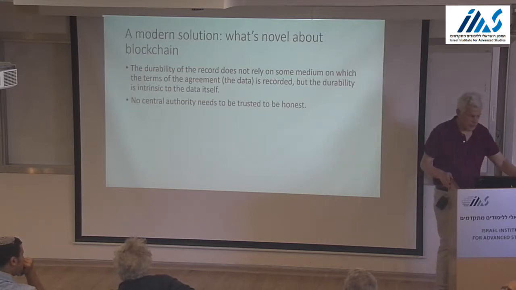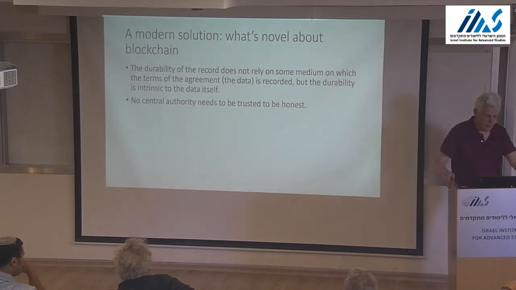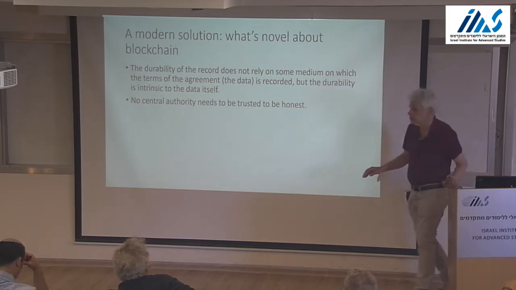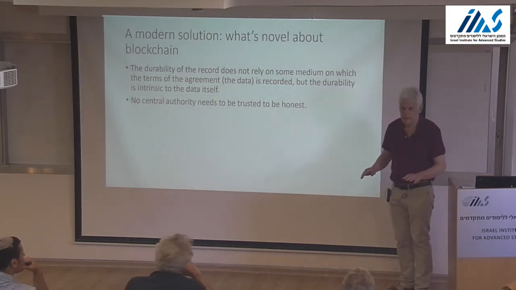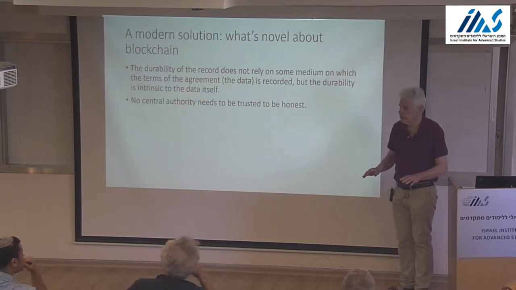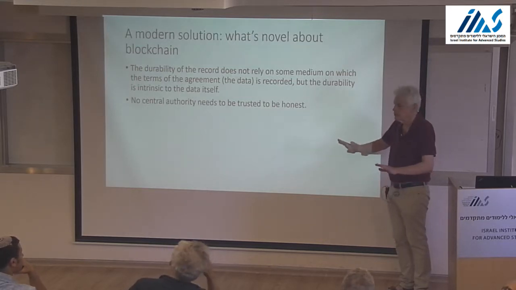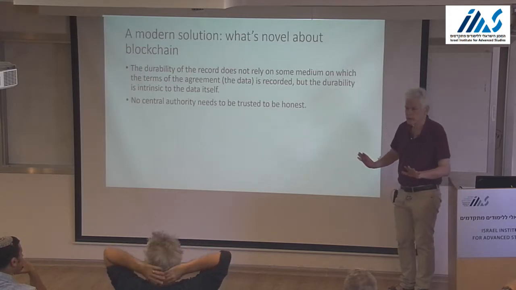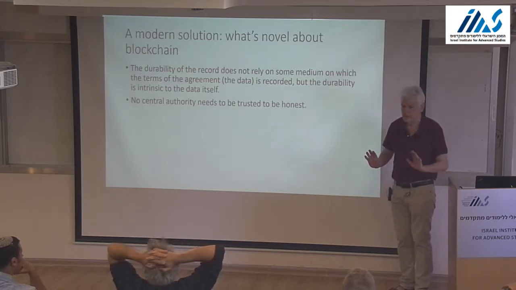So what's novel about blockchain is the durability of the record does not depend on the medium, but on the durability intrinsic to the data itself. So what it depends on is that the hash function remains a hash function, it doesn't lose its edge. And notice something else, there's no central authority that needs to be trusted to be honest. Again, if the hash function itself is in the public domain, and nobody can touch that, then the whole procedure I described is out in the wild. There's no trusted authority. You trust the algorithm.